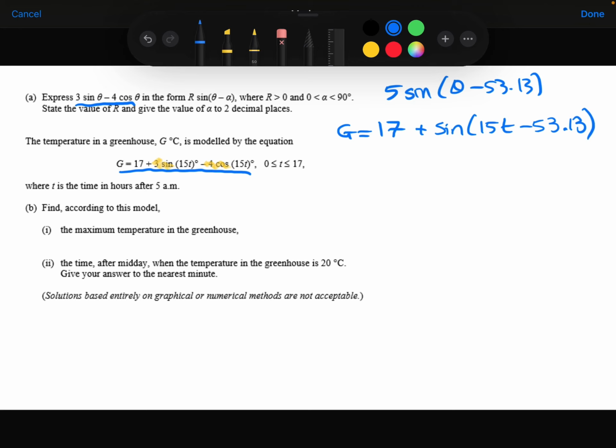Find, according to this model, the maximum temperature of the greenhouse. So I just forgot the 5 there in front of the sine. Yes, so the maximum temperature of the greenhouse. Well, I know that the biggest that sine can possibly be is 1. So the maximum temperature of the greenhouse then will be 17 plus the 5 times by the 1. So we get 22 degrees Celsius.